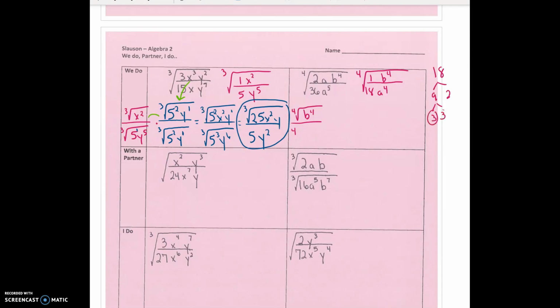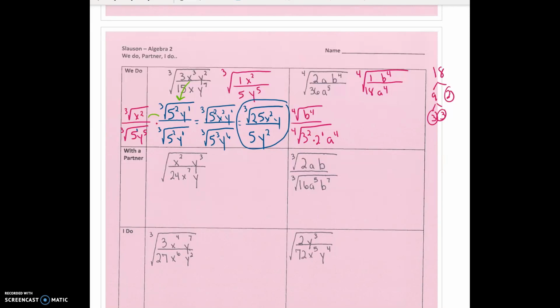And instead of writing 18 in the denominator, I already wrote that before. I'm going to rewrite it as 3 squared times 2 to the first. And then I still have the a to the fourth. So again, I only took 18, made a factor tree of it, and broke it up.